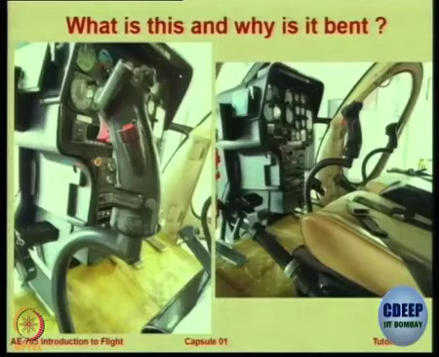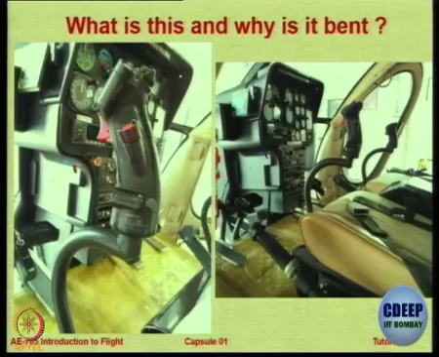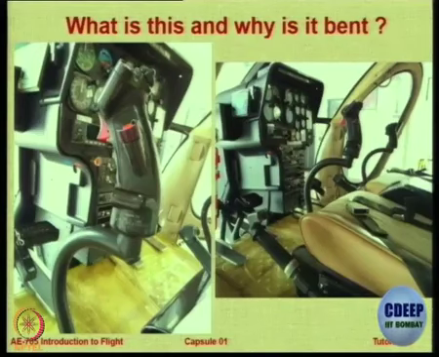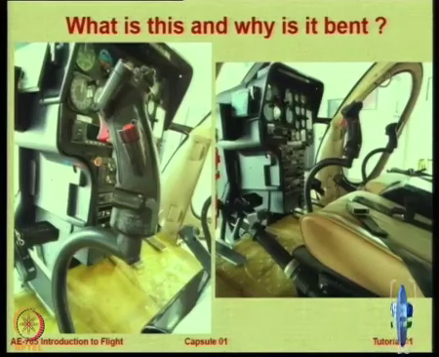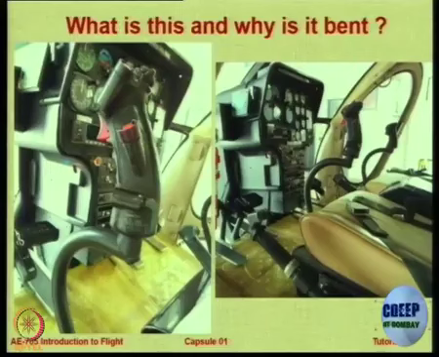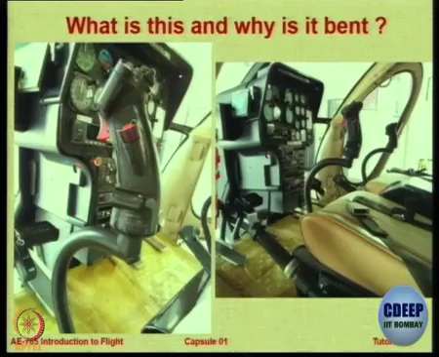Now, here we see inside the cockpit there is a stick which seems to be bent. It seems to have a curvature. So what is this stick and why is it bent? It can move in 4 ways. That's why it is bent, so as to give clearance to the pilot's leg and seat.